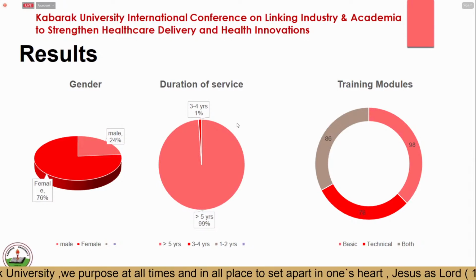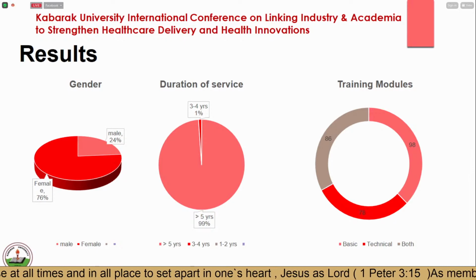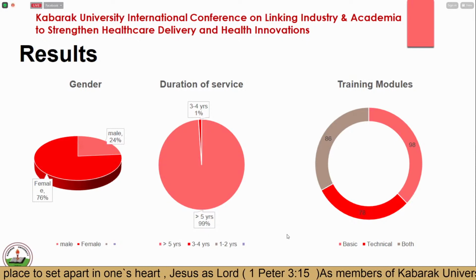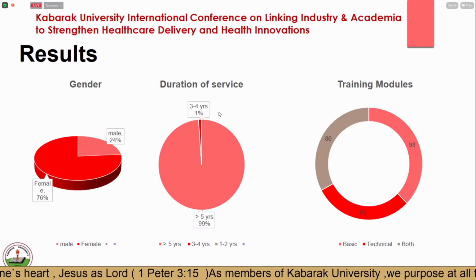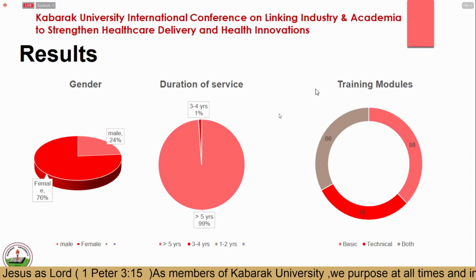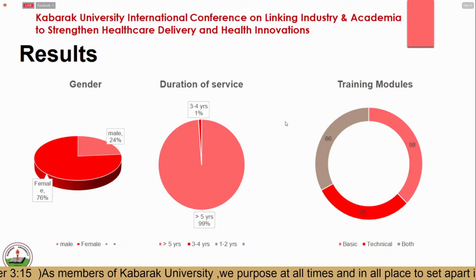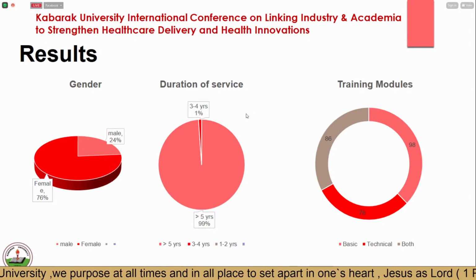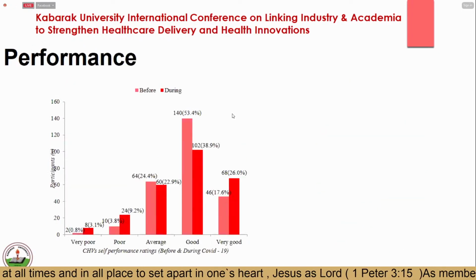Of the respondents, 99% had been in service for more than 5 years by the time COVID was being recorded in Kenya, and 1% had been in service for 3 years, so they all met the basic criteria. 98 of the respondents had undergone basic module training. 76 had undergone technical module training, and 86 of them had undergone both basic and technical module training.